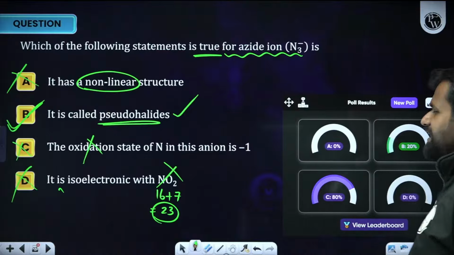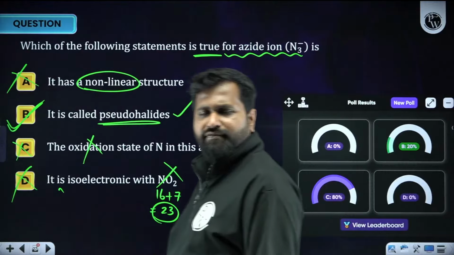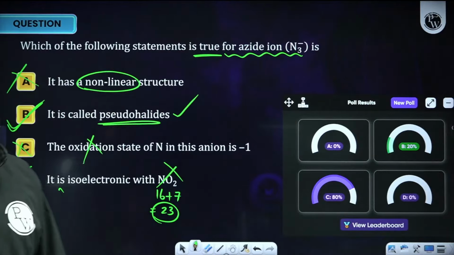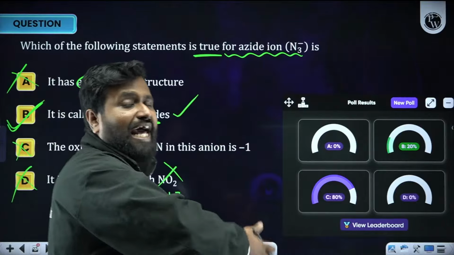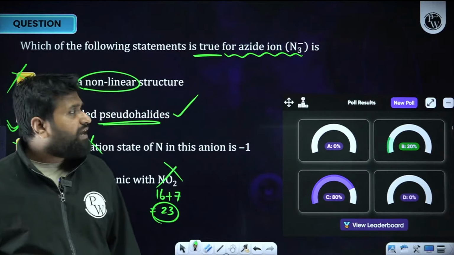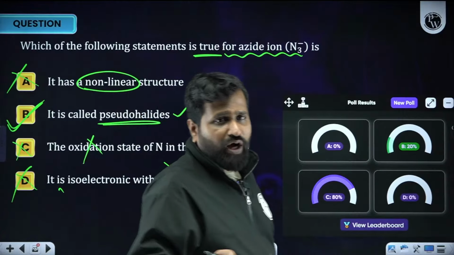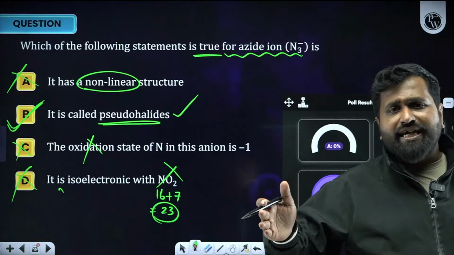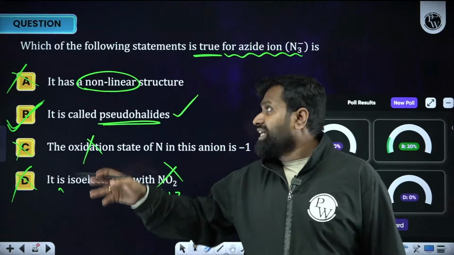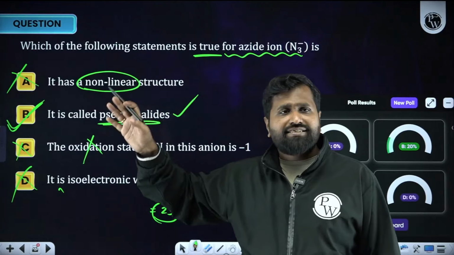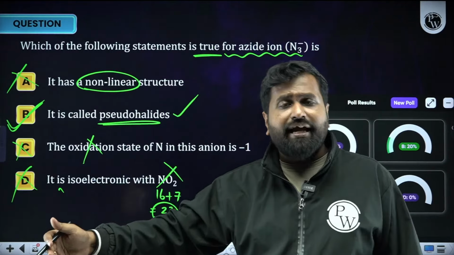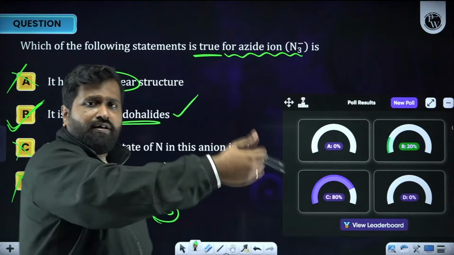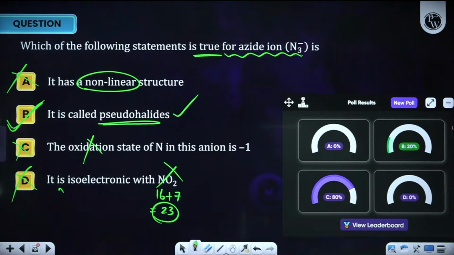It is basically a pseudo halide. Why do we call it a pseudo halide? It resembles the property of halide ion. Remember why we call azide ion a pseudo halide? Because of the resemblance. It has -1 charge, valency. It resembles the property of group 17 halide ion. It is a pseudo halide. It is clear.